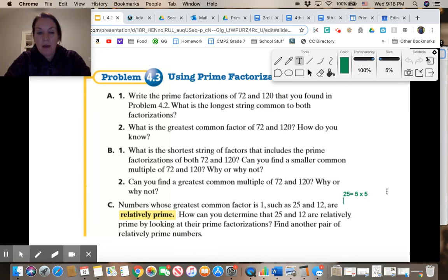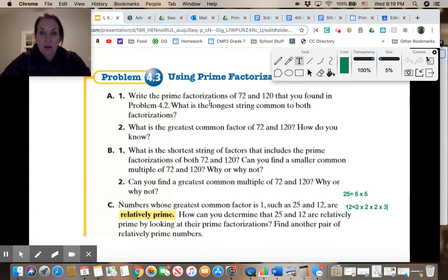And then 12 is a little harder for me to do, but I'm just going to take a guess here. 12, I know 4 and 3 makes 12, so it must be, I feel like we just did this, 2 by 2 by 3. I think this was in your ACE answers. So why do you think those are relatively prime? Their greatest common factor is going to be 1, because they don't have anything in common.